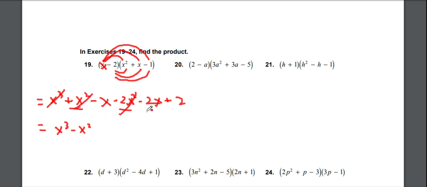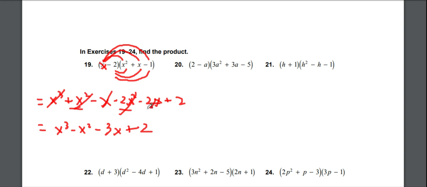Then it's negative x and negative 2x are like terms. Negative x minus 2x is negative 3x. And then lastly, you have the constant, positive 2. There's no like terms with that, so it just stays the same. So you're multiplying a binomial, that's 2 terms, by a trinomial, 3 terms. We have a total of 1, 2, 3, 4, 5, 6 terms after we multiply, because it's 2 terms times 3 terms. That's the 6 terms.